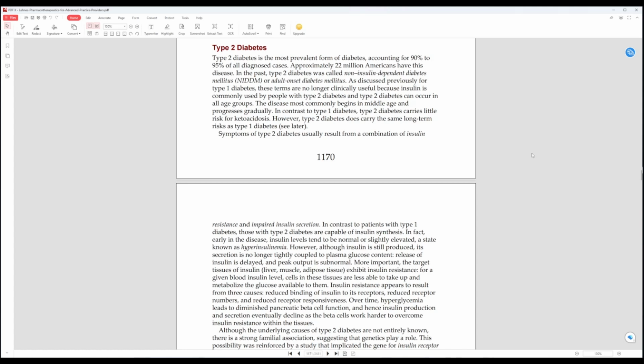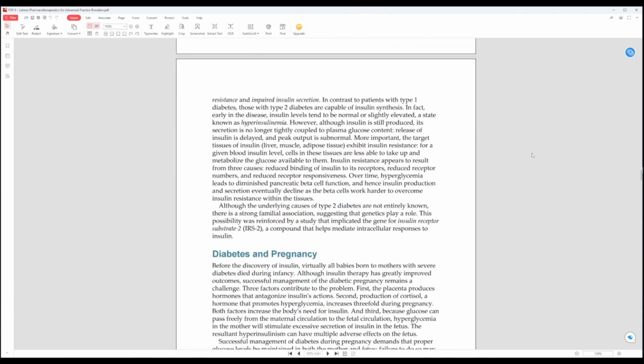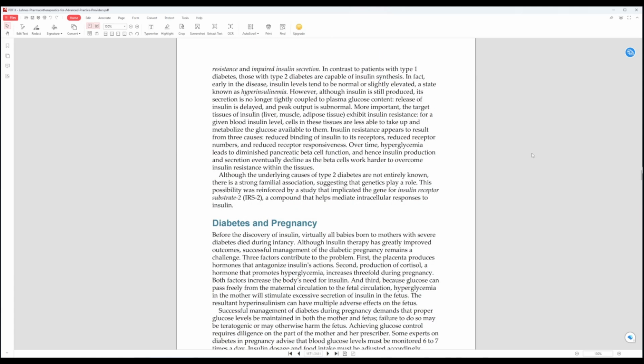In contrast to type 1 diabetes, type 2 diabetes carries little risk for ketoacidosis. However, type 2 diabetes does carry the same long-term risk as type 1 diabetes. Symptoms of type 2 diabetes usually result from a combination of insulin resistance and an impaired insulin secretion. In contrast to patients with type 1 diabetes, those with type 2 diabetes aren't incapable of insulin synthesis.